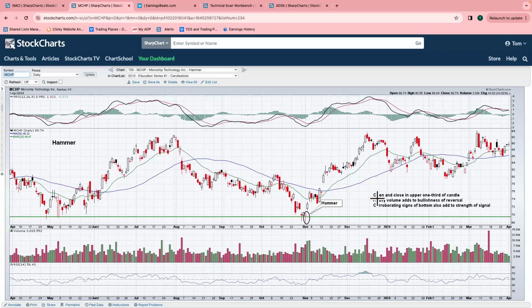And some of these other things I'm looking at down here, like heavy volume adds to bullishness of a reversal. That applies to any reversing candle, not just hammer. Corroborating signs of a bottom also add to the strength of the signal. So a hammer off of a downtrend is one thing. A hammer off of a downtrend at major support with an intraday breakdown adds a little bit more bullishness to the picture.